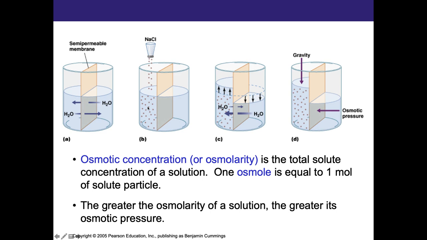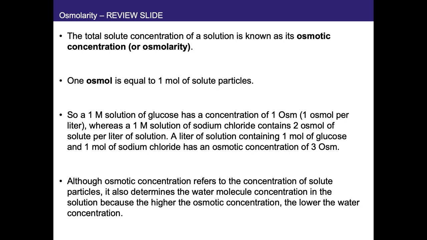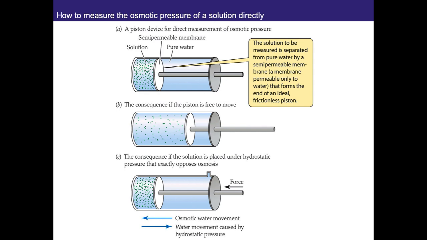This is more of a review slide. We've already discussed it, so don't worry that I'm skipping through it. Remember, 1 molar solution of sodium chloride contains 2 osmoles of the solute per liter. You can read through this when you get home, but it's exactly what I've already talked about. Let's move on to osmotic pressure. We have a few more minutes here, but I think I can get you down the road so that you can do those last 2 problems, and then we'll move on to diffusion of charged particles on Wednesday.